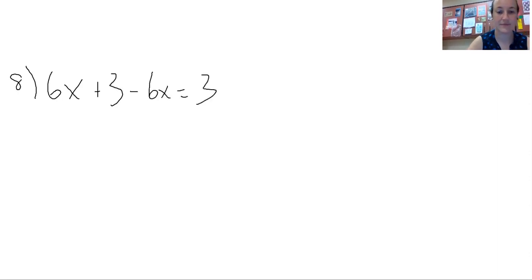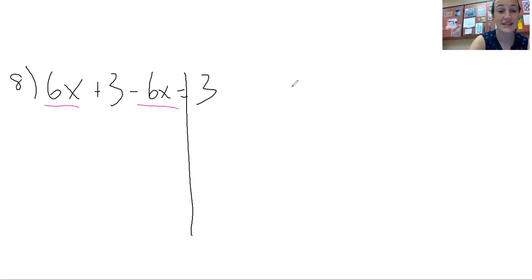All right, 8, we've got 6x plus 3 minus 6x is equal to 3. Okay. No distributive property, but I can combine like terms because I've got 2 x's on the same side. So not a trick question. What is 6x minus 6x?